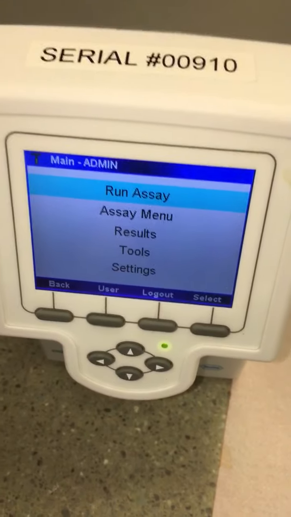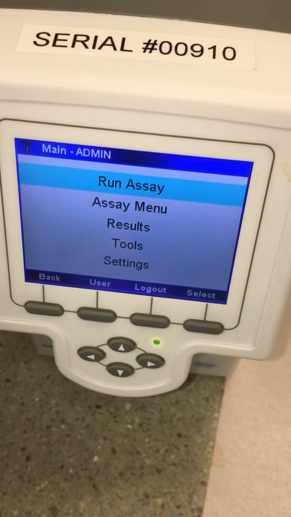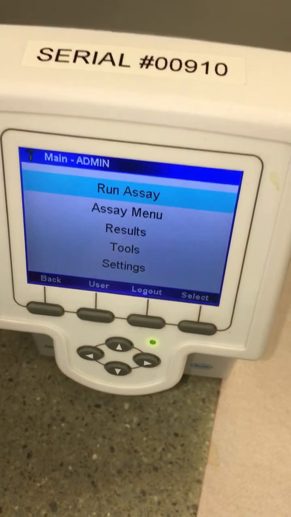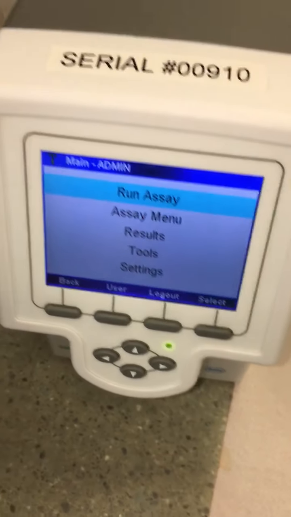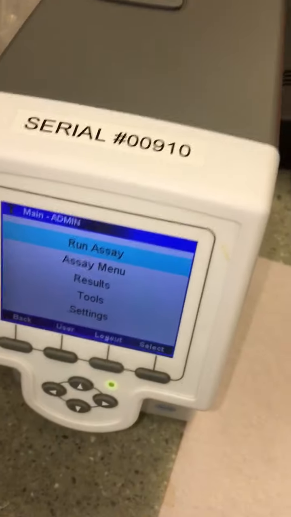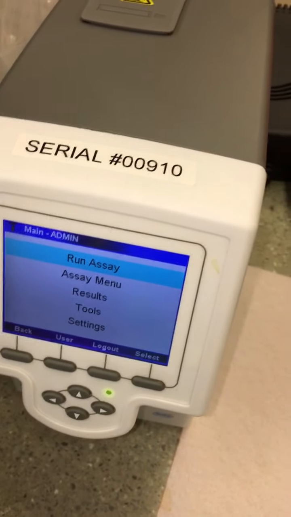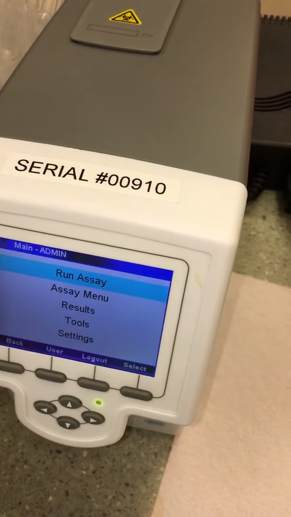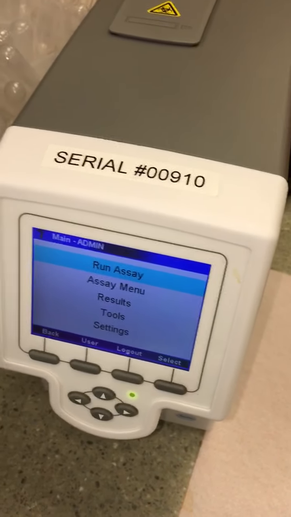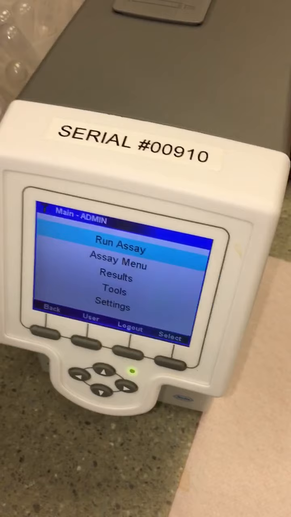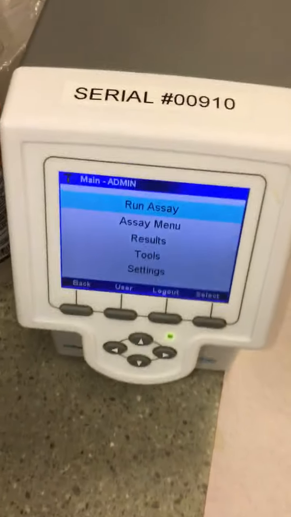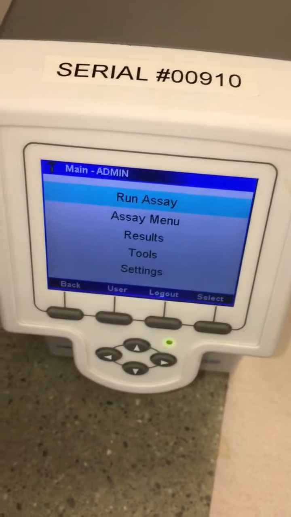Now we have a few options here. We have options to look at running an assay, looking at previous results. Assay menu is to look at our possibilities for testing. This particular device does flu A and B, RSV, and strep testing, strep A, looking for Streptococcus pyogenes on a throat swab as well. But in this case, we're going to be doing, like I said, the nasopharyngeal testing for flu A and B.